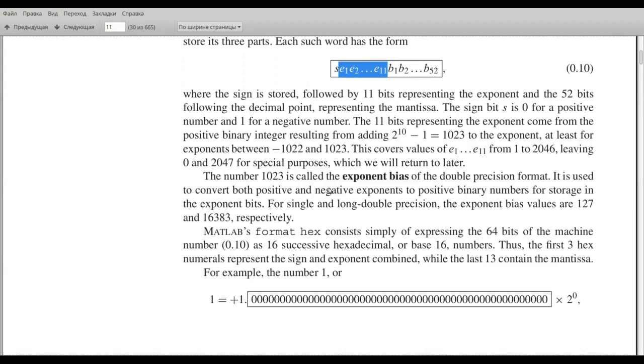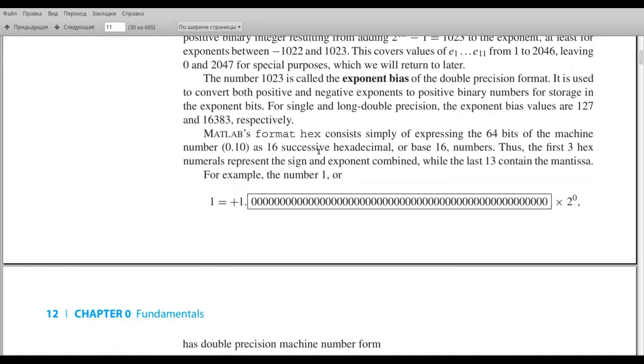So just like that. Okay, for single precision, as it says, it is 127. I explained this already. For long double precision, it's a good exercise to compute this. So why is this the bias?